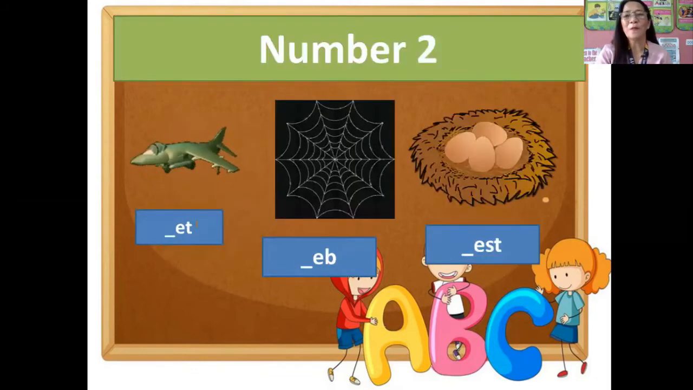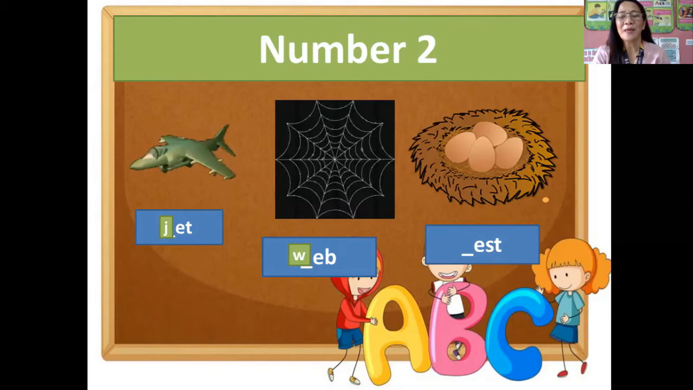For number 2, we have here the picture of a jet. The word jet begins with letter J. Next is a picture of a web. It begins with letter W. Next is a nest. The word nest begins with letter N.